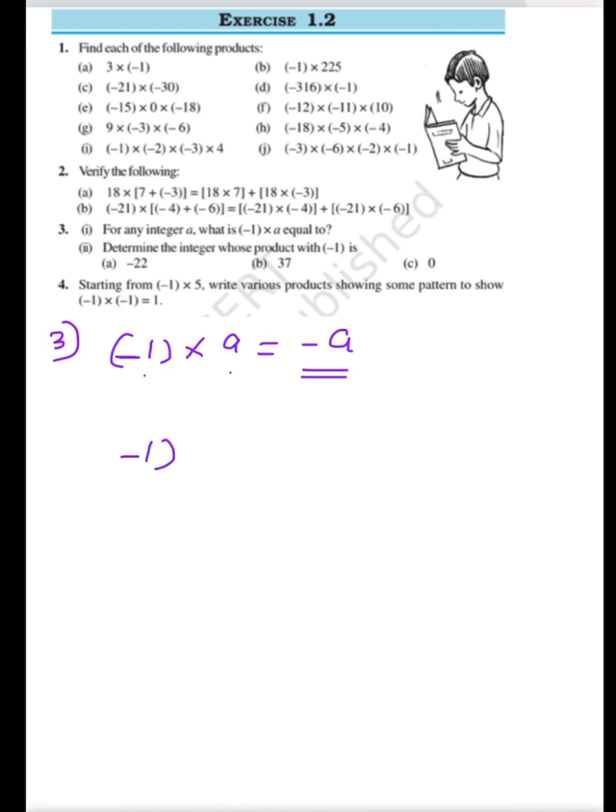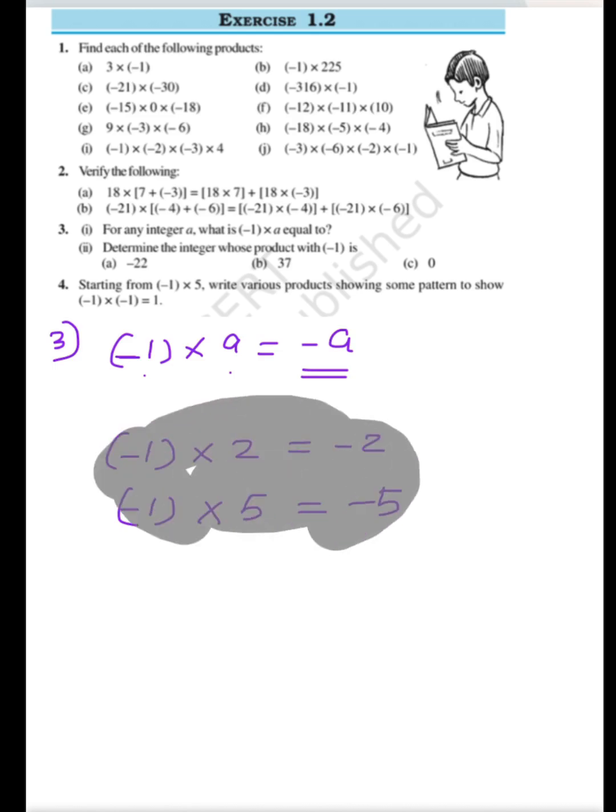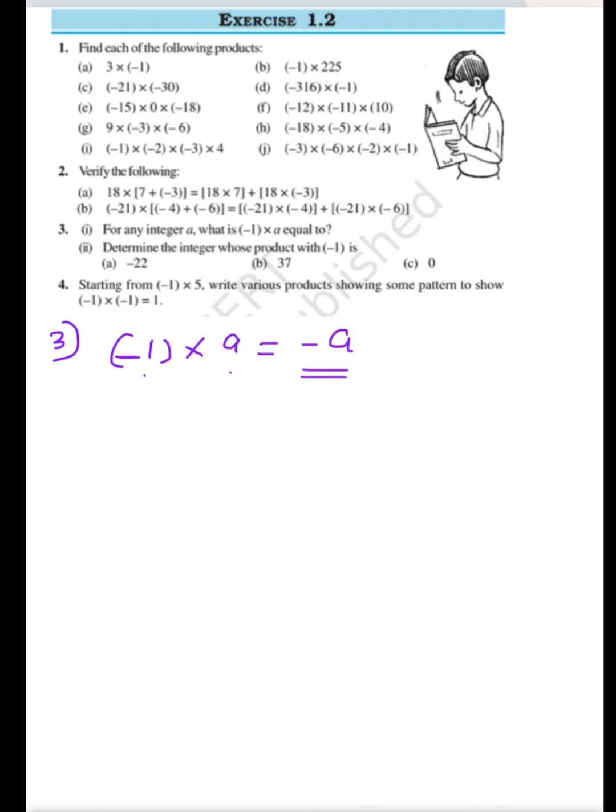For example, minus 1 into 2. What is minus 1 into 2? It will be equal to minus 2. Now, what is minus 1 into 5? It will be equal to minus 5 in this way. Okay. So answer for this question is minus a. Understand? Now, what is the next question? A, we have answered A. Now what about B?